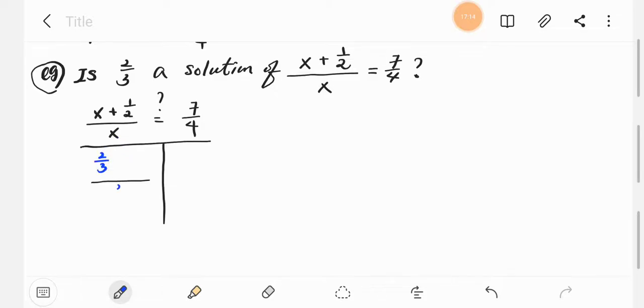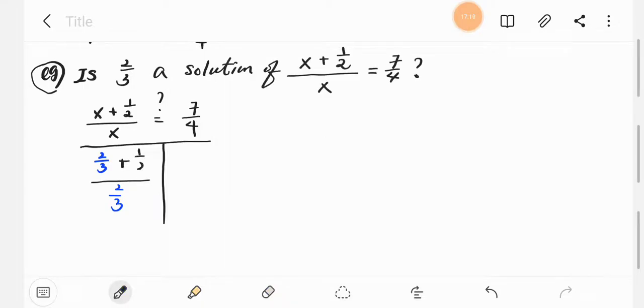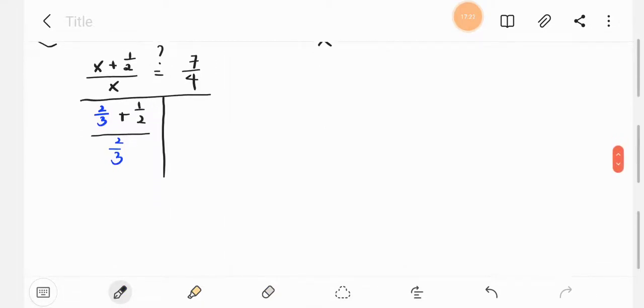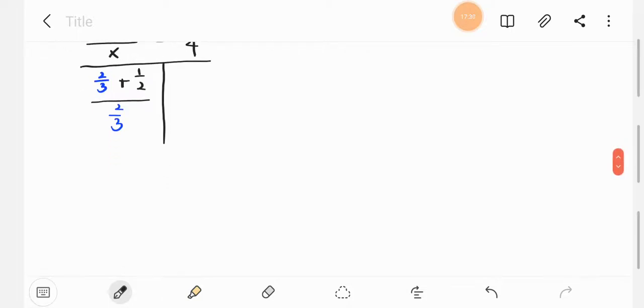X is 2/3, and then this will be 1/2, right? I just replaced x with 2/3. And then let's calculate the bottom. Okay, so this will take more time. So what's the numerator on the left hand side? The LCD is 6, right? So this will be 6. The denominator is 6. So 3 times 2 is 6. So 2 times 2 is 4. And this one is 6. So 2 times 3. So 1 times 3 is 3. And denominator is the same.